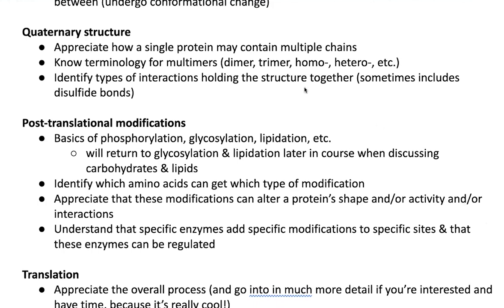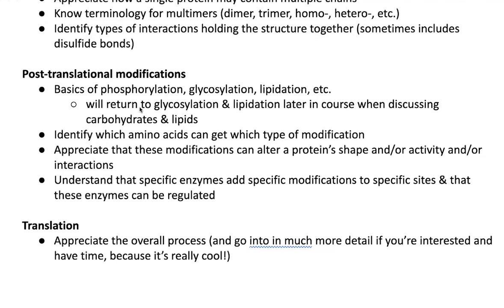Sometimes but not always, you'll have a quaternary structure, which is basically where you have multiple chains coming together. So be able to appreciate how a single protein may contain multiple chains and know the terminology for these multimers, things like dimers, trimers, homo, whether they're like all the same chain, or hetero, whether you have different chains. Also identify types of interactions holding these structures together. So sometimes this includes the disulfide bonds, but not always.